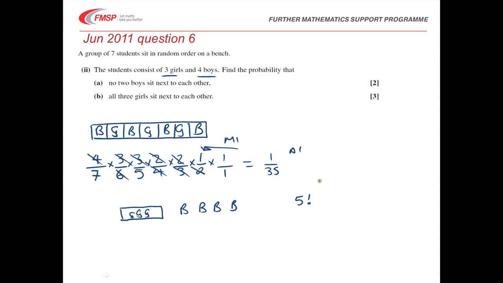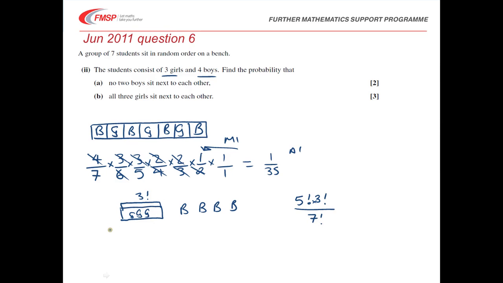We then have to realise some things. If we look at the block of 3, there are actually 3 factorial ways that these girls could arrange themselves as well. So in fact, there are 5 factorial multiplied by 3 factorial possible combinations that allow you to have this particular setup, because again, all the boys can permute between themselves as well. And what we're looking for is the probability. So in total, there are 7 factorial ways that this can happen.